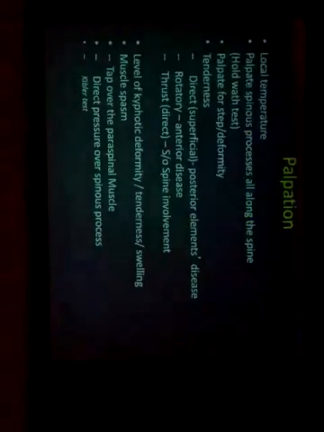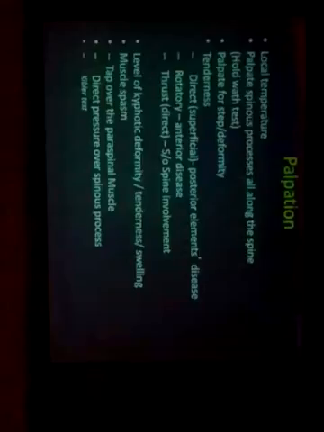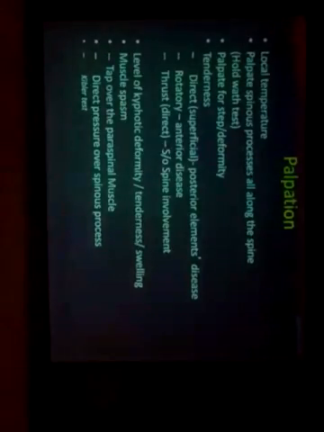Now, this is just a summary of the palpation which we have done till now. Please make a note of these points and go through them right. You will not miss anything.